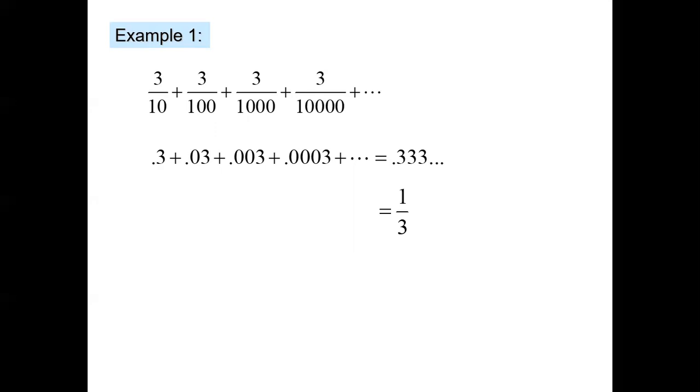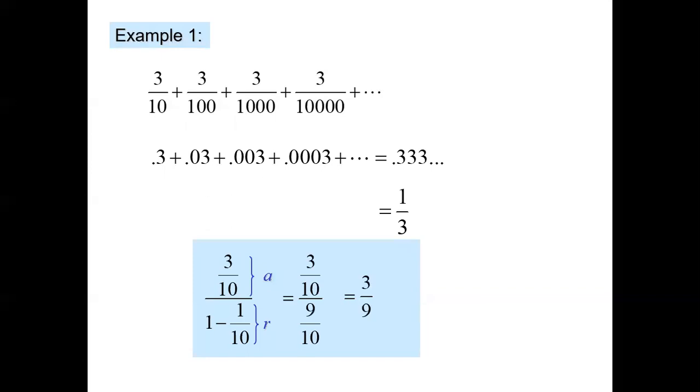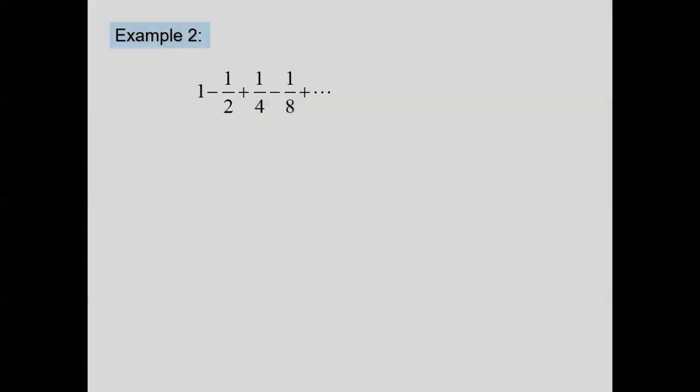Well, let's look at it with our formula. So a was 3/10 over 1 minus r. r was 1/10. And again, 1/10 is within the interval of convergence. So therefore, I can use this formula to find what it converges to. And doing some simplifying and some reciprocating, sure enough, I get 1/3. So the formula pans out. Let's look at another one.